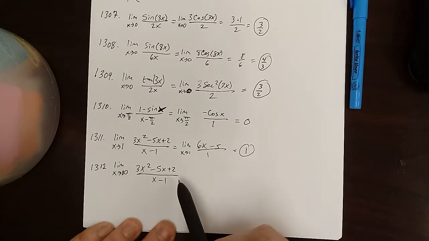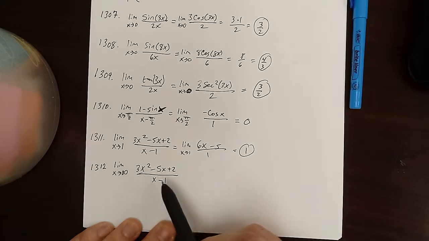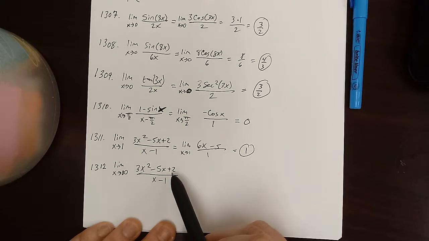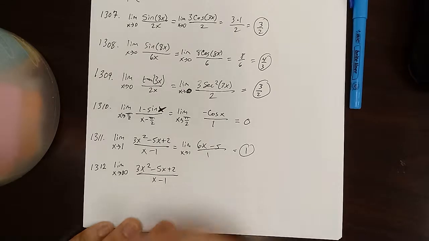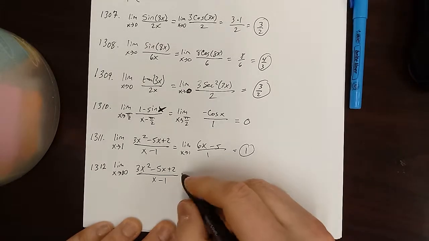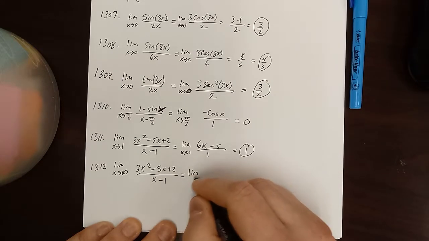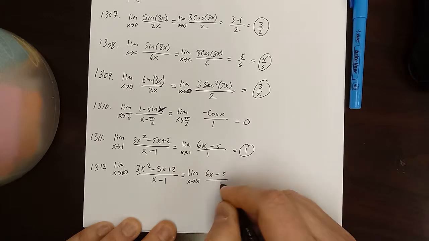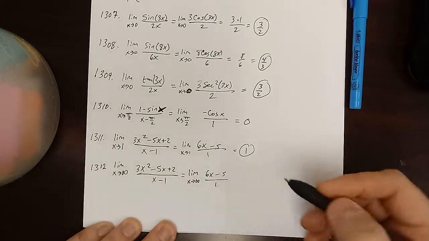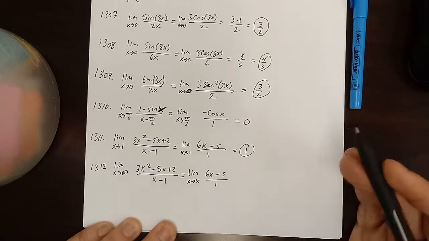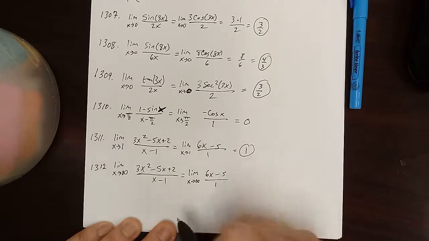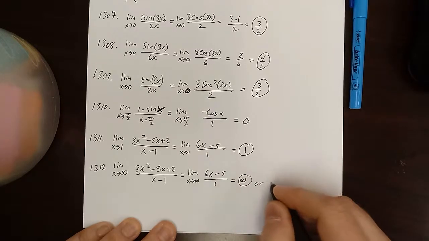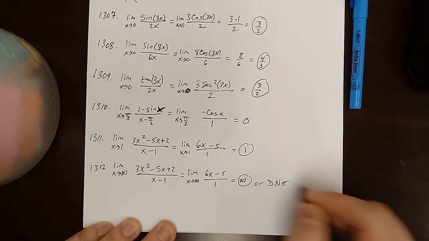But if I were to try plugging in infinities, I get 3 times infinity squared minus 5 times infinity plus 2 over infinity minus 1. It's infinity over infinity. If we L'Hopital it, we get 6x minus 5 over 1. Plug in infinity there. 6 infinities, take away 5. That's basically nothing. No, just kidding. 6 infinities minus 5 is still infinity. So it's infinity. Or, you know, the good old Dine.